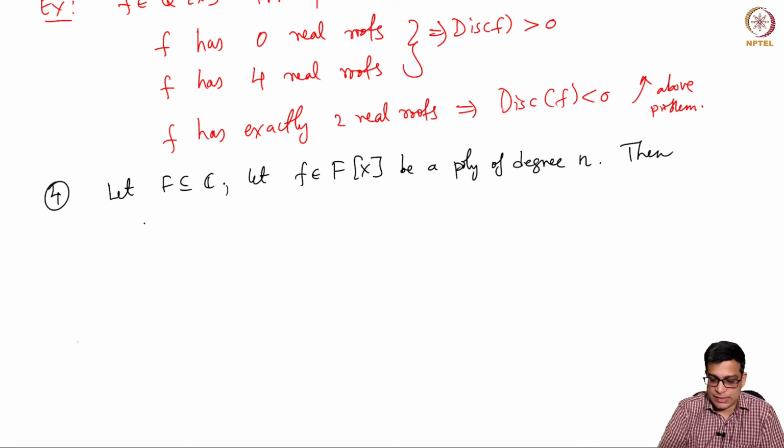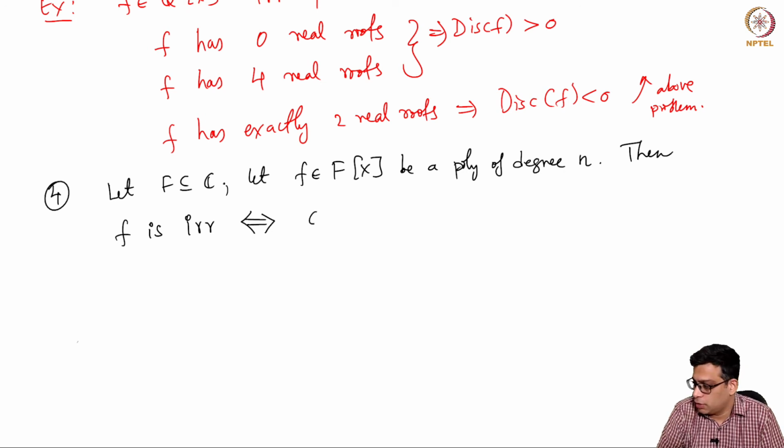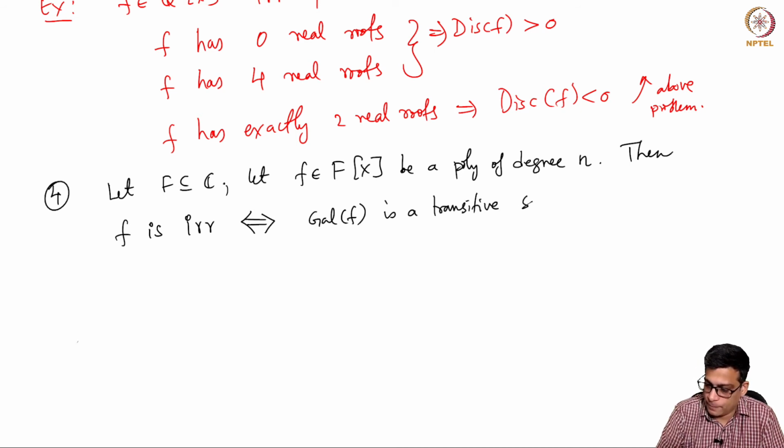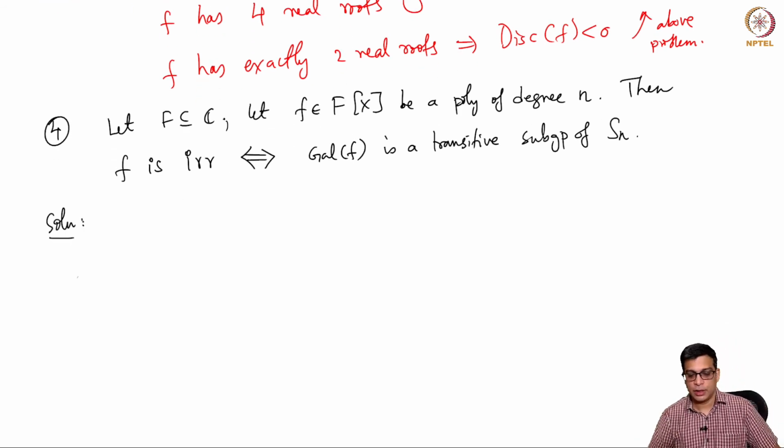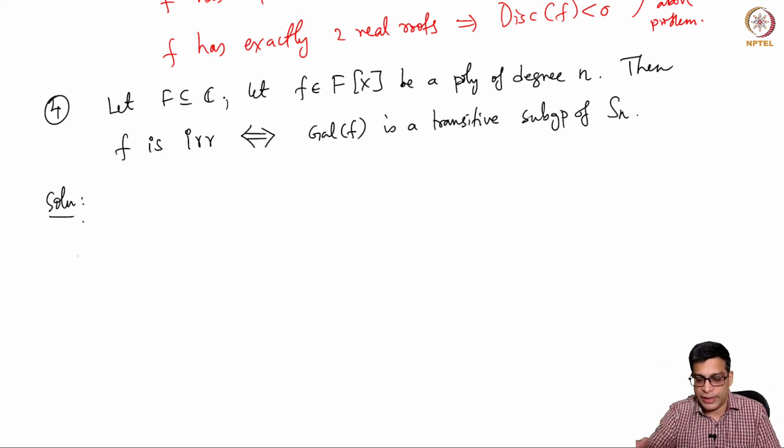Then the problem is asking you to show f is irreducible if and only if the Galois group of f is a transitive subgroup of Sn. We certainly know that the Galois group is a subgroup of Sn, but it is a transitive subgroup if and only if f is irreducible. I needed this statement in the proofs of solvability of polynomials, but I wanted to record this explicitly so that you have this in your notes.